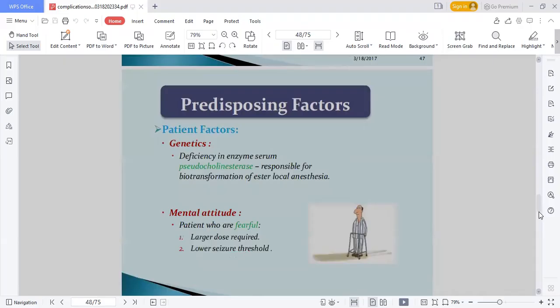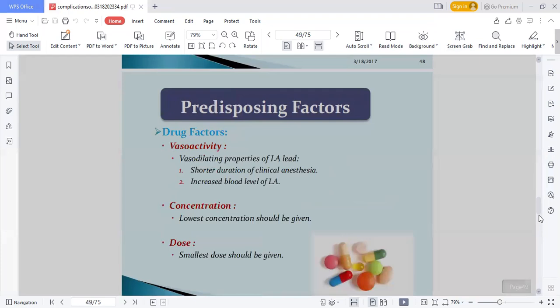Deficiency in enzymes includes serum pseudocholinesterase. It's responsible for the biotransformation of the ester group of local anesthetic agents. Whenever the patient presents with a deficiency of this pseudocholinesterase, the level of the ester group of local anesthetics in the blood will increase. Mental attitude: in patients who are fearful, larger doses are required and the seizure threshold is lower. Coming to the drug factors, vasoactivity.